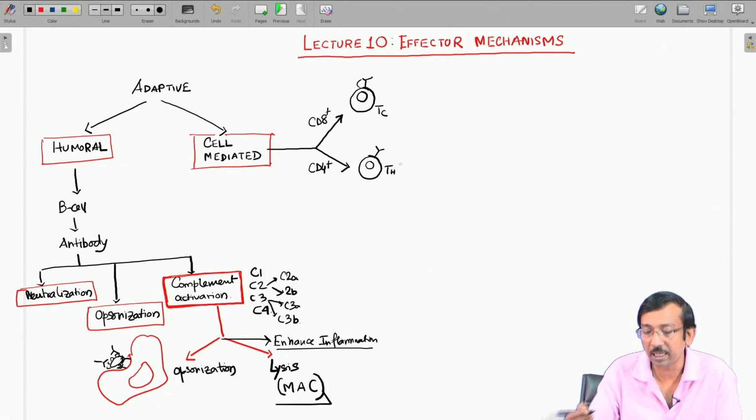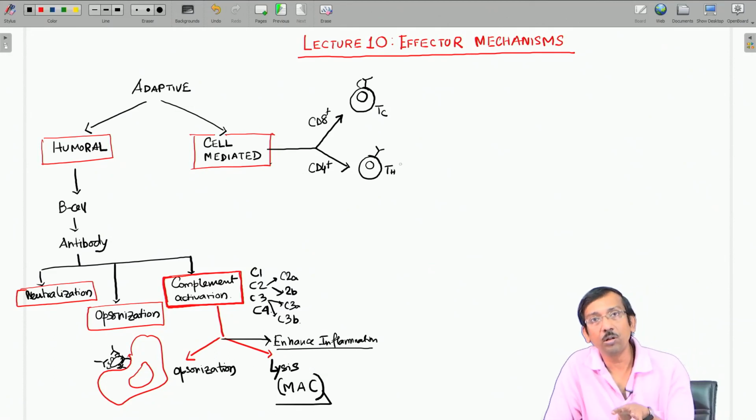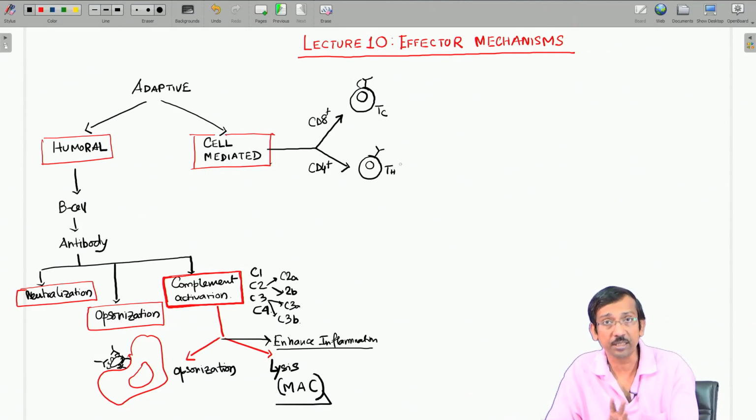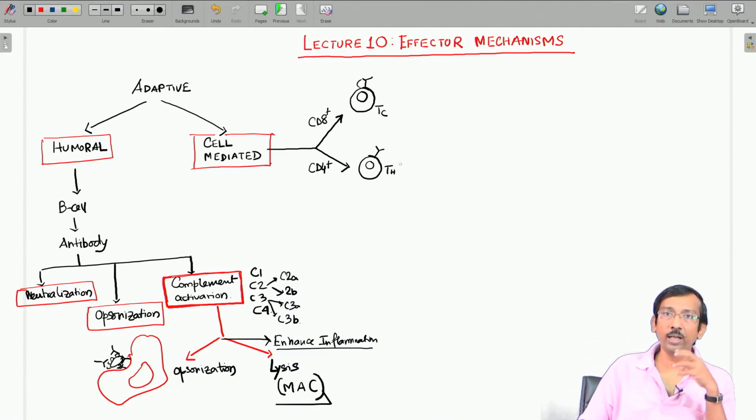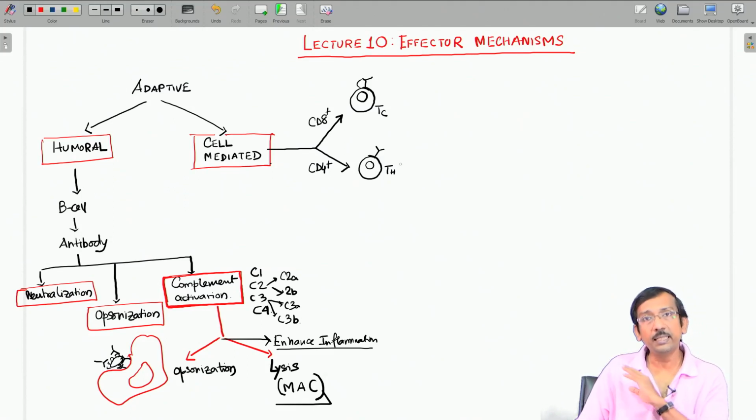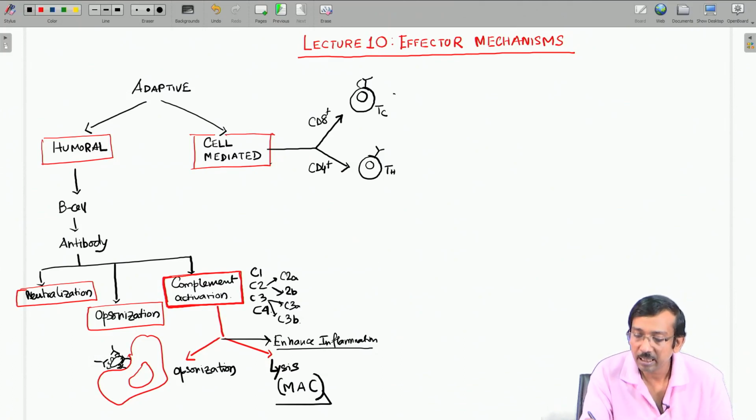Now, this T helper cell or the T cytotoxic cell, they also help in elimination of the infection or the pathogen. Now, how? The cytotoxic T cells, as the name suggests, are themselves cytotoxic. So, they can go and directly interact with the infected cell, for example, the infected macrophage, and they can kill that target cell directly.